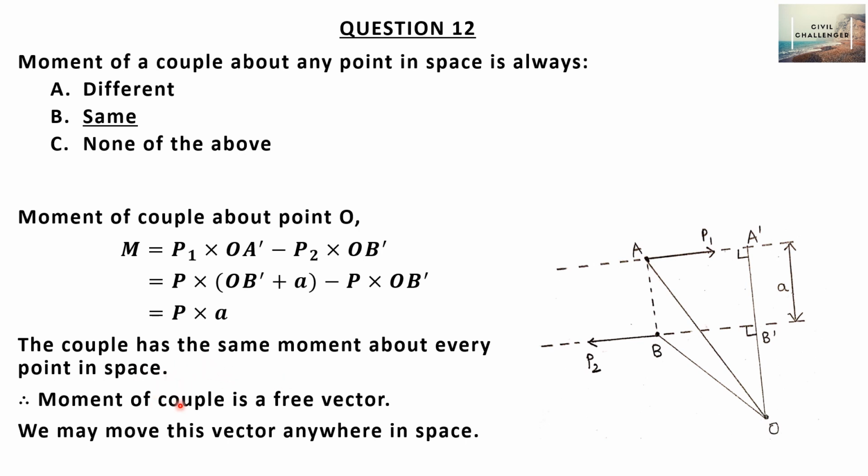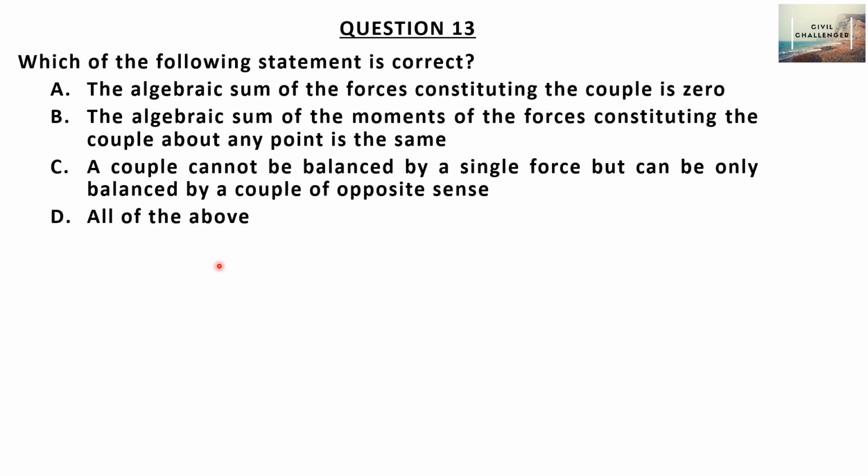For this reason, the moment of a couple is a free vector, which means that we can move a couple anywhere in space and the effect of this couple will be the same. Now the next question is, which of the following statements is correct? Option A, the algebraic sum of the forces constituting the couple is 0. Option B, the algebraic sum of the moments of the forces constituting the couple about any point is the same. Option C, a couple cannot be balanced by a single force but can only be balanced by a couple of opposite direction. Option D, all of the above.